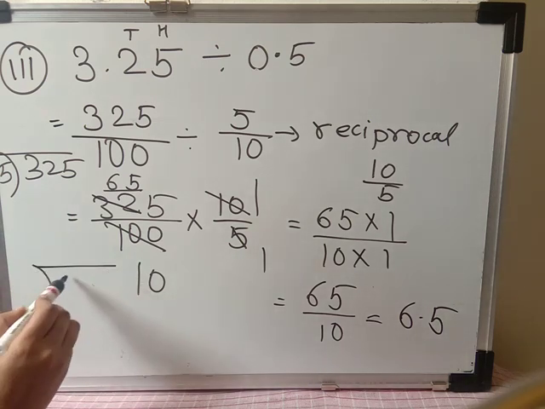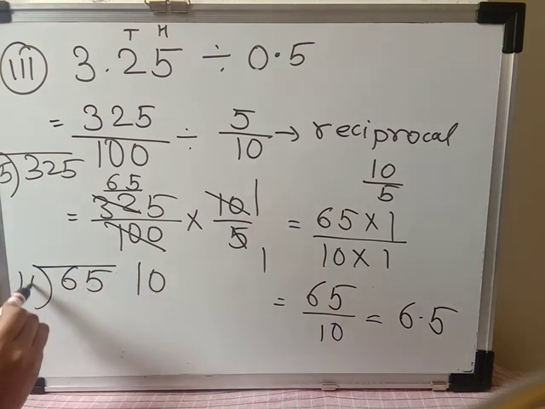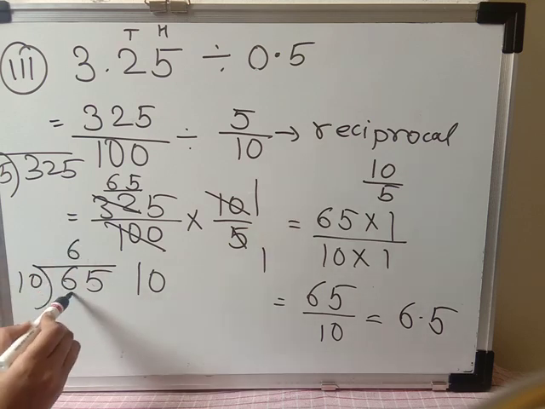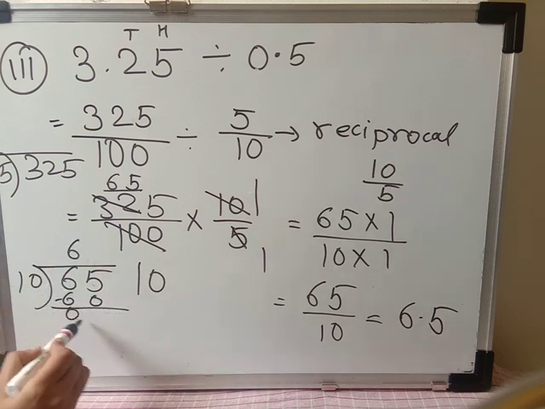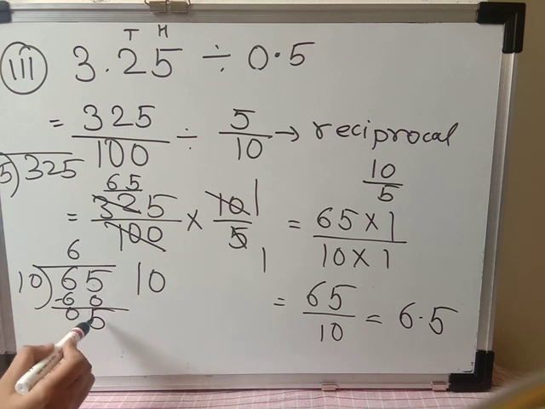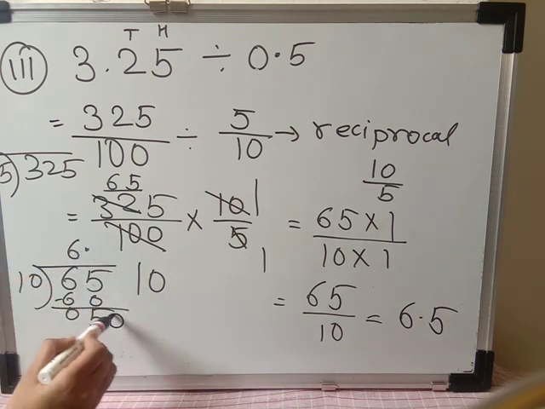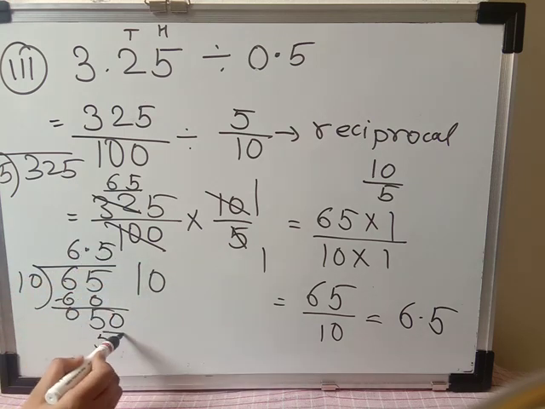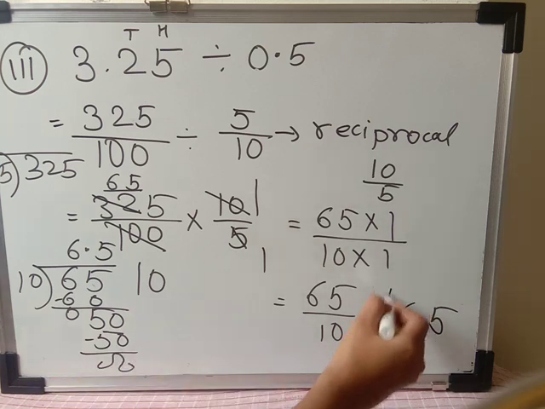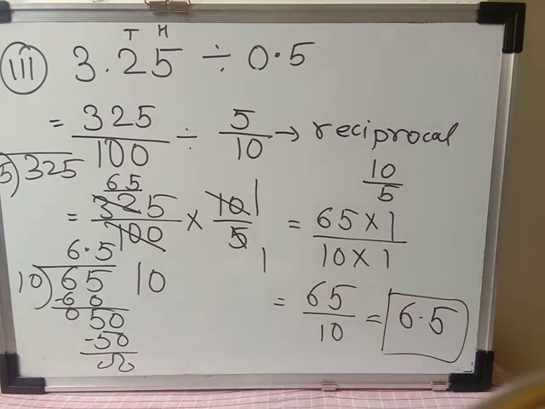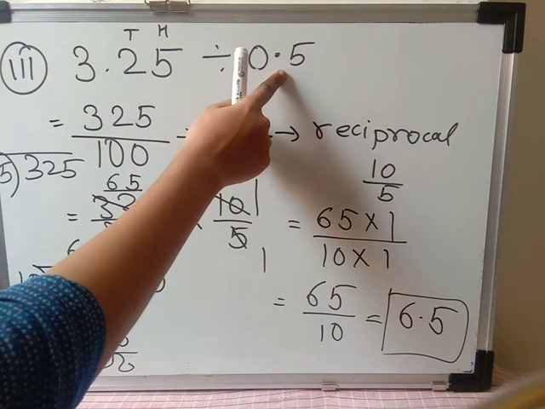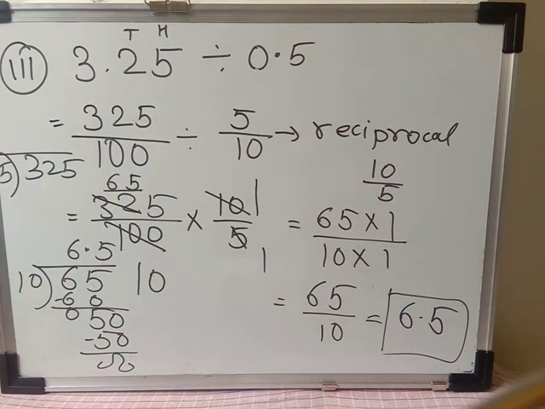If I do it here, 65 and 10. 10 6s are 60. Here will come 5. Again we can't divide 5 by 10, so we have to take the decimal. So 10 5s are 50. Now here we got the answer, that is 6.5. If you do the division directly, then also you will get the same answer.